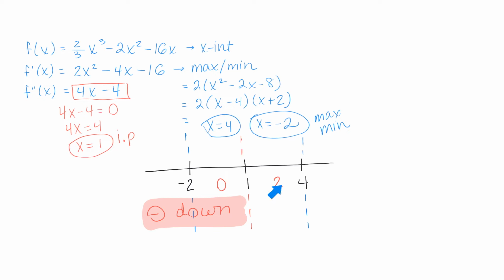I'm going to plug my 2 in now. 4 times 2 is 8 minus 4, that's positive. So this entire side is positive, and it's going to be concave up. Okay, so that's good. Now we're going to do the same process with our increasing and decreasing intervals.